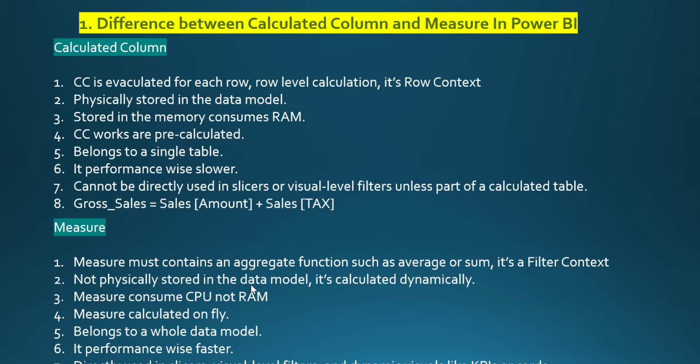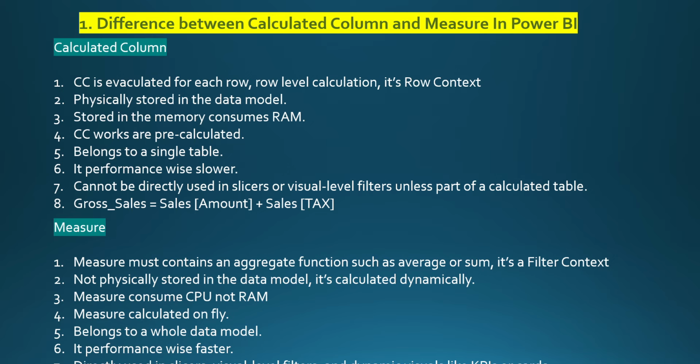A measure is not physically stored in the data model. It is calculated dynamically. We cannot see it in the table, but it happens in the backend. We use aggregate functions here also. A measure consumes CPU, not RAM, so it is better for performance. Measures are calculated on the fly and belong to the whole data model. It is faster performance-wise. We mostly use measures in our report. They can be used directly in slicers, visual level filters, and dynamic visuals like KPIs or cards.